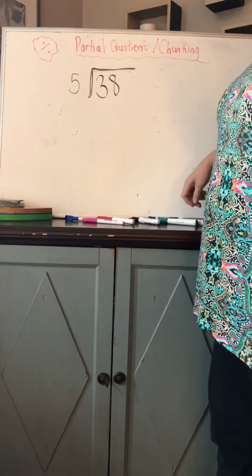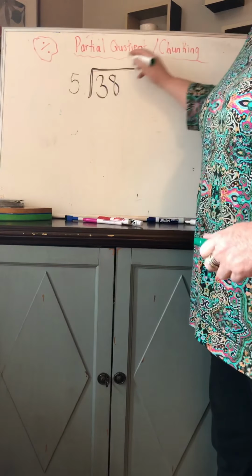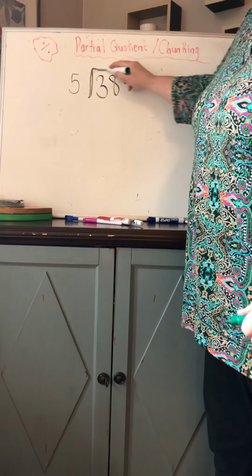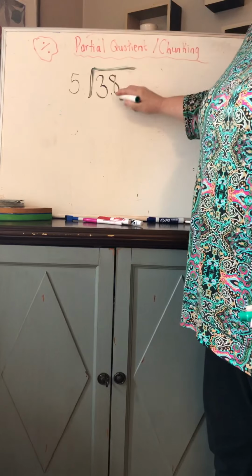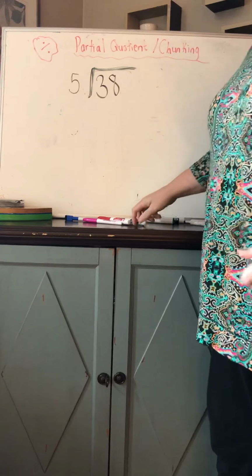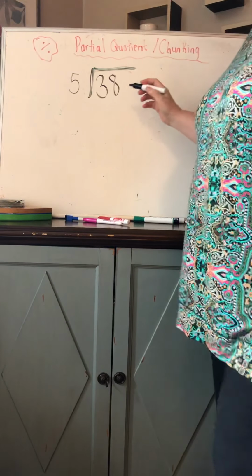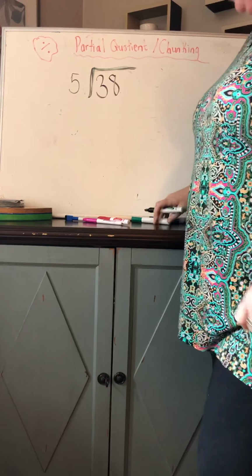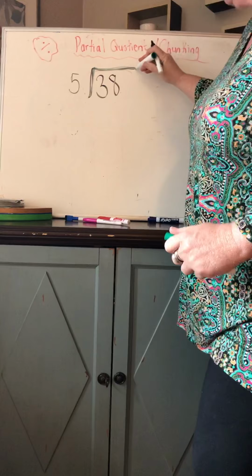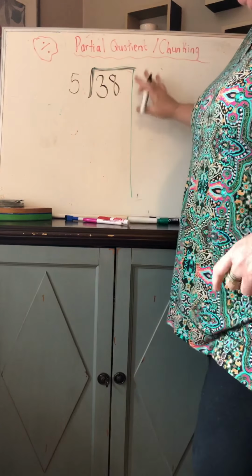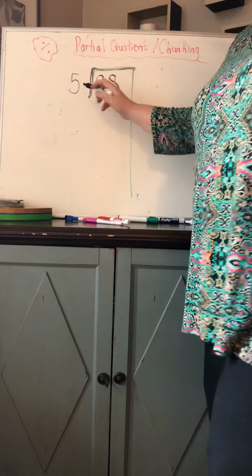So this is the division symbol. You often see it looking like this, but this is also a division symbol. So 38 is the total, and we're going to divide those tulips among 5 equal vases, okay? So what we do when we're using the partial quotient is we just draw a line down here because we're going to show our work over here. So I'm going to use what I know, okay?